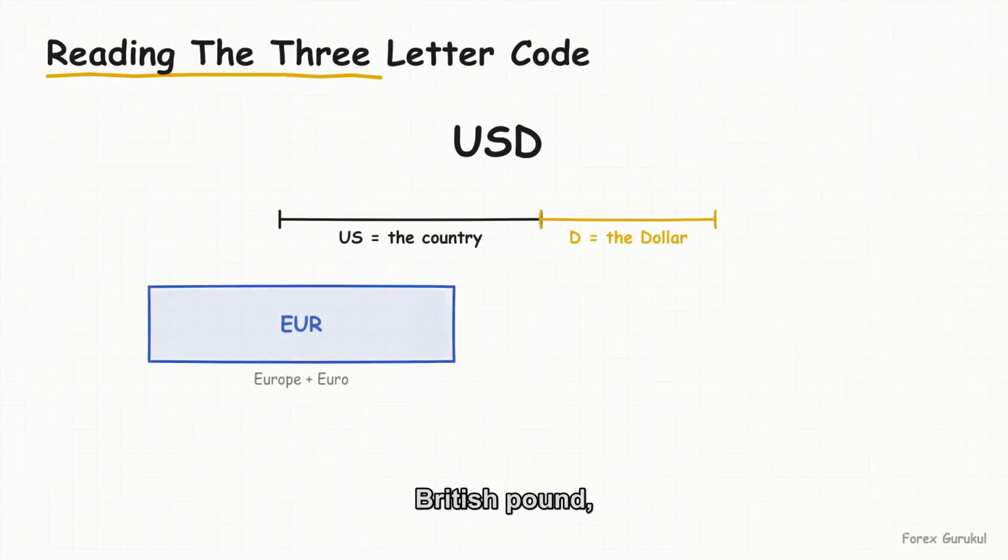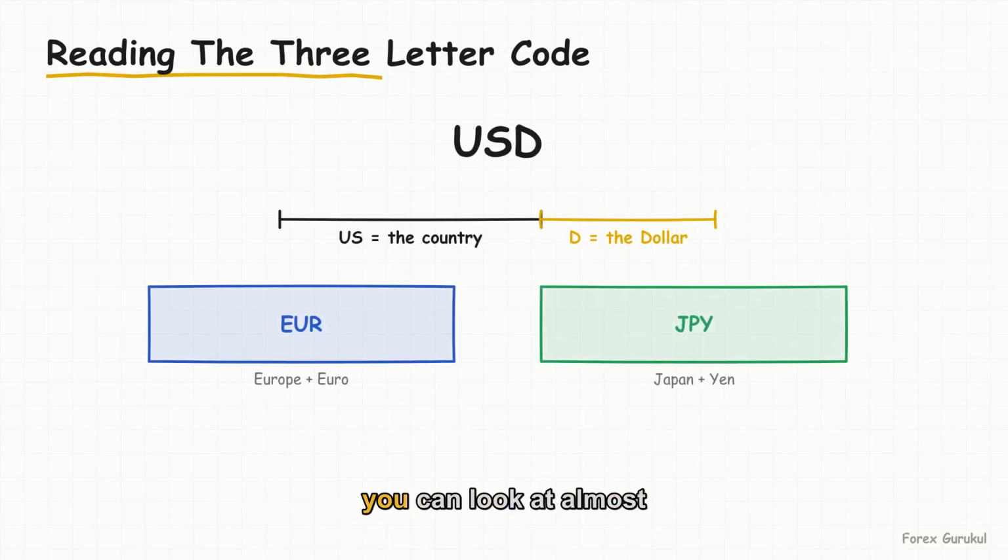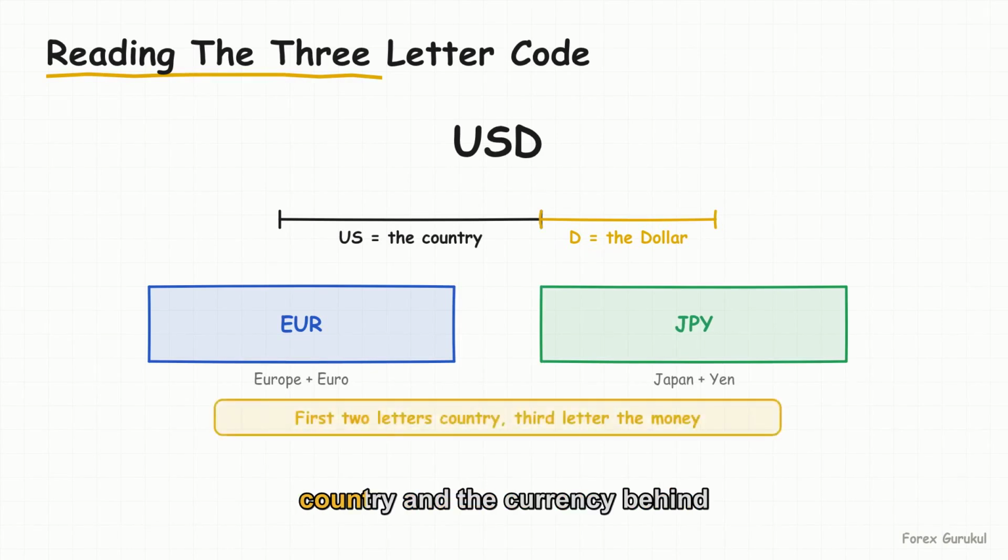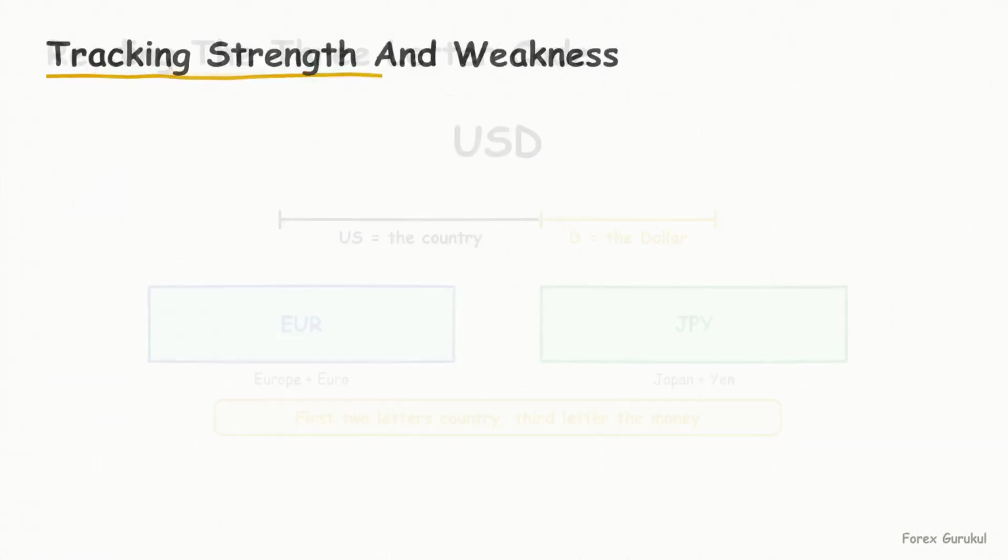Try GBP, British pound, GB for Great Britain, P for pound, JPY, Japan yen. Once you see this pattern, you can look at almost any three-letter code on your platform and take an educated guess at both the country and the currency behind it, even one you have never traded before.